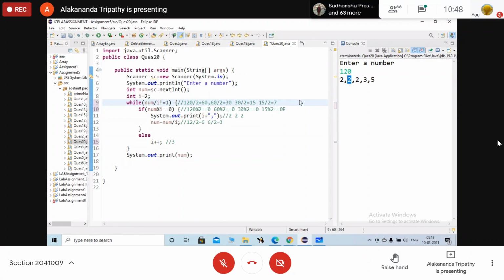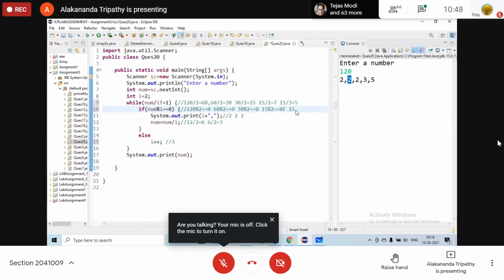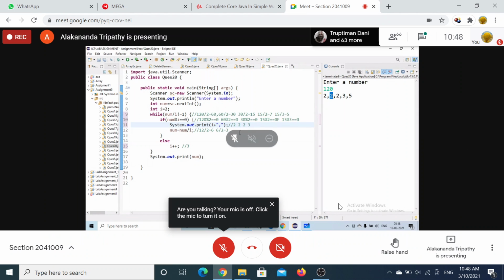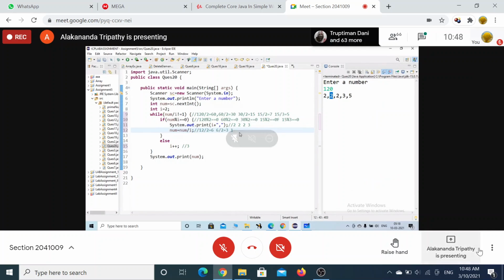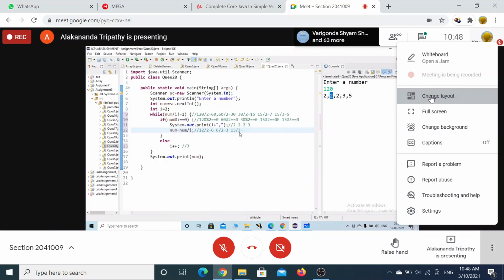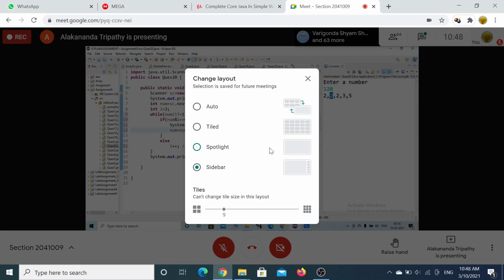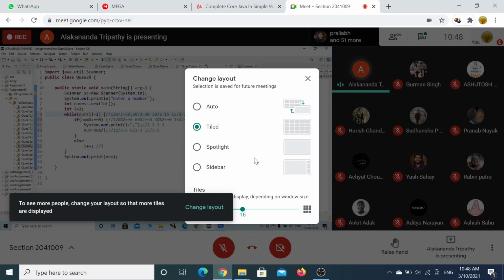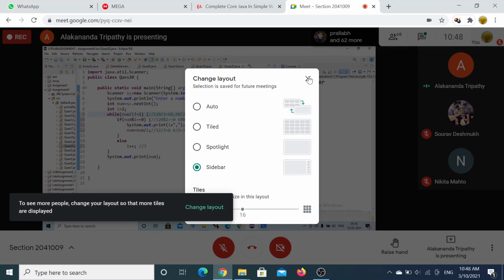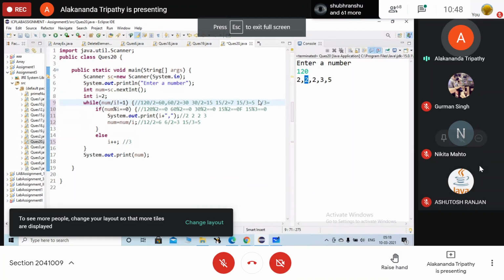Now check my number. What is my number? 15 divided by 3. What is the value? 5. So 15 mod 3 equals 0. The condition is true. Here it will print 3. So 15 divided by 3 equals 5. 5 has come. Again check here, 5 divided by 3, what is the remainder here?